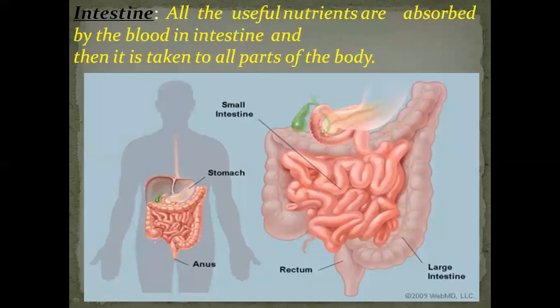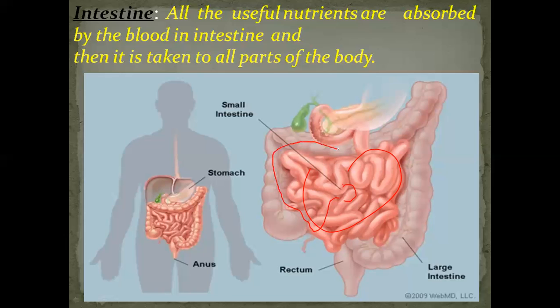So from the stomach the food reaches the intestine. In the small intestine, all the useful nutrients are absorbed by the blood, and then through the blood these nutrients are taken to all parts of the body, and then the undigested food is held by the large intestine.